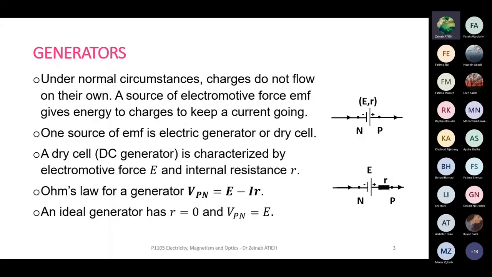What is the electromotive force? The electromotive force is usually a voltage, but we give it the symbol E. As it appears, it is a big E here.